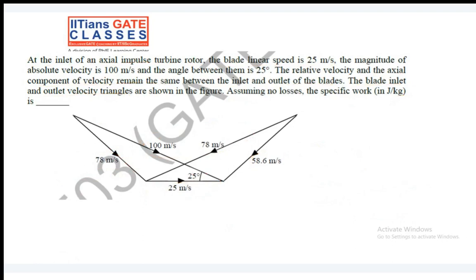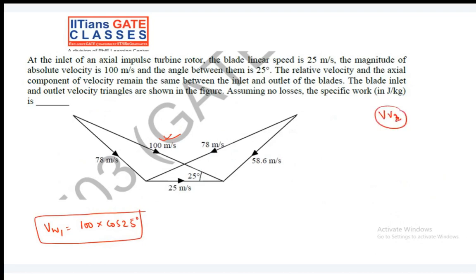See, Vw1 is nothing but the tangential component of initial velocity. So can I write down Vw1 directly? This is 100 cos 25. So this is Vw1, right? Okay. Now, what about Vw2? For Vw2, we need this angle. Yes or no? Then only we will be able to find out. For Vw2 we need this angle, but there is no hint about this angle.